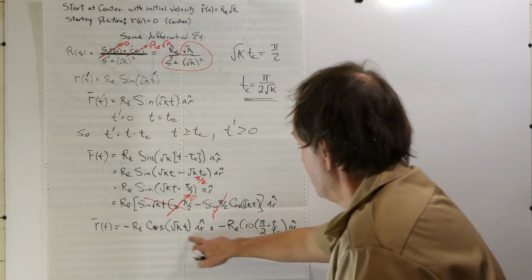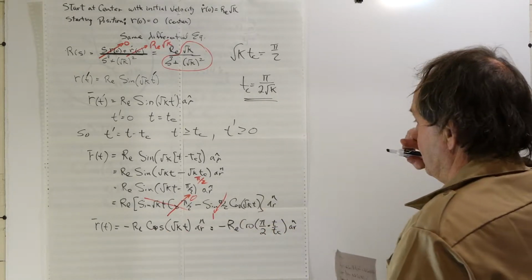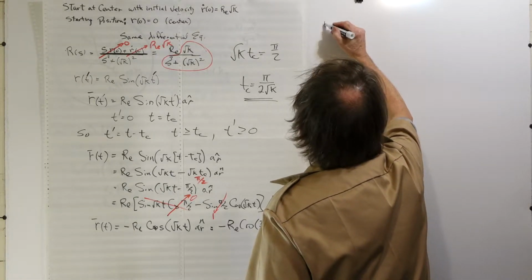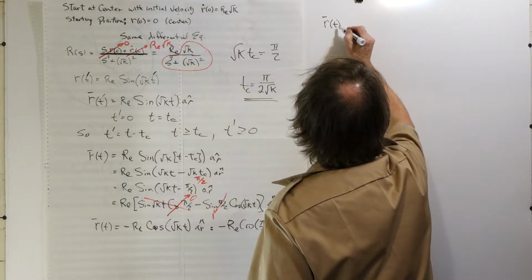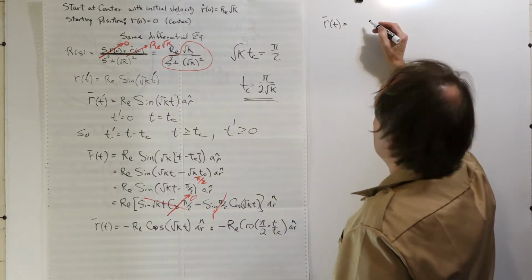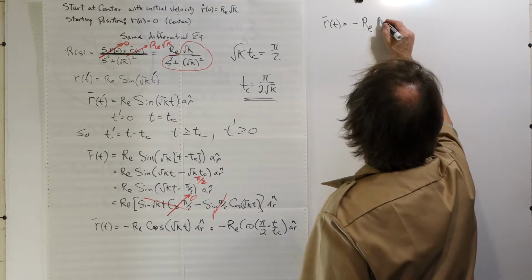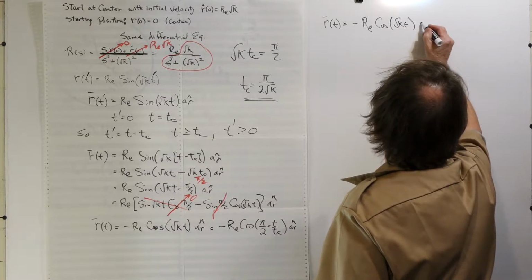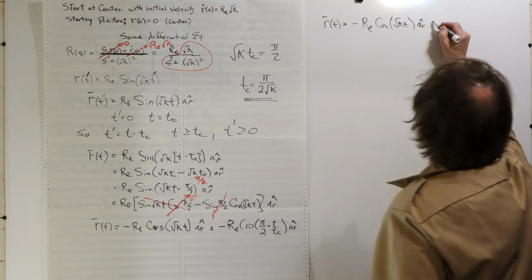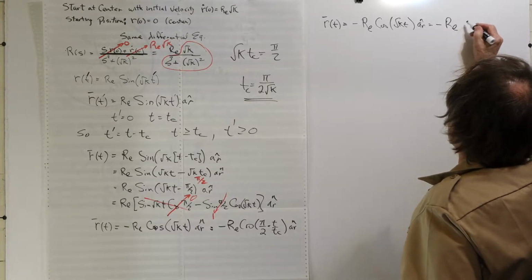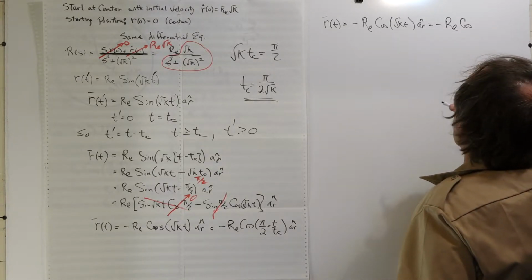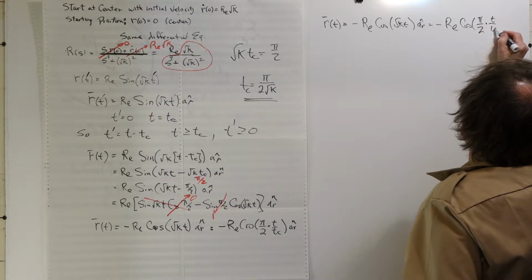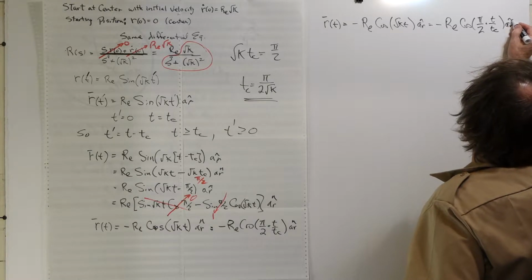We'll take these two forms now, and we can find our velocity. First, let's rewrite our position vector. R of t is equal to minus Re times the cosine of square root of k t in the a_R direction, which is also minus Re times the cosine of pi over 2 times t over tc in the a_R direction.